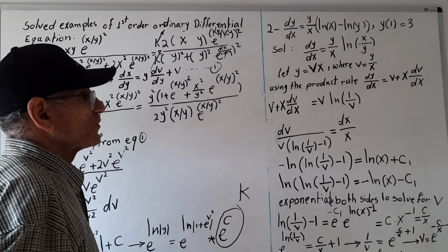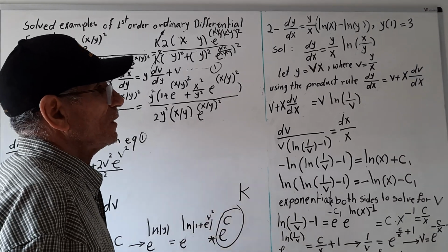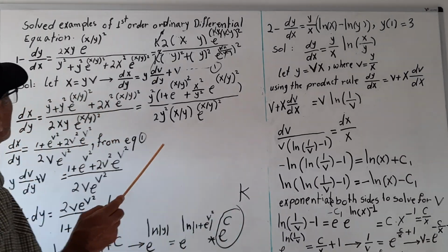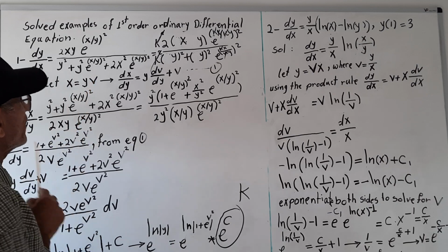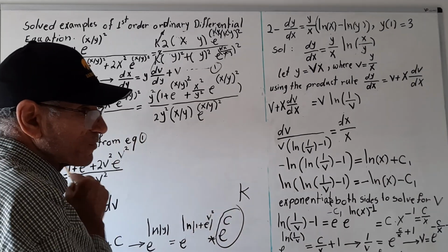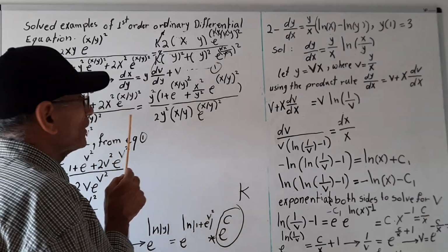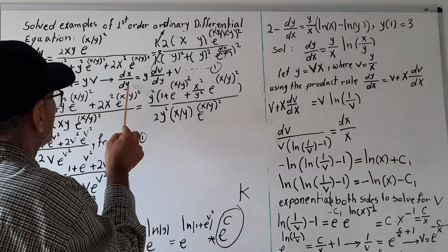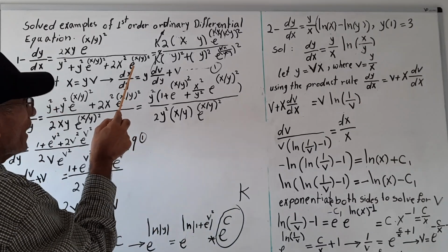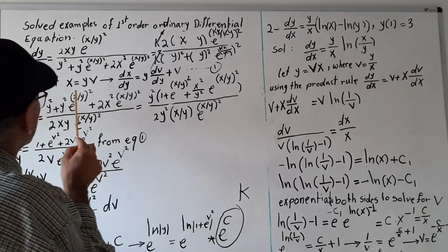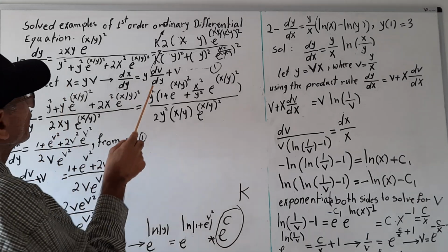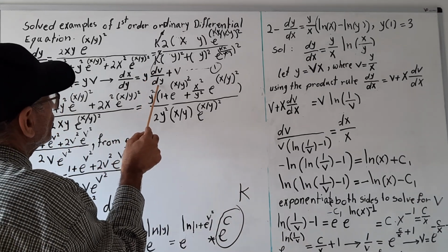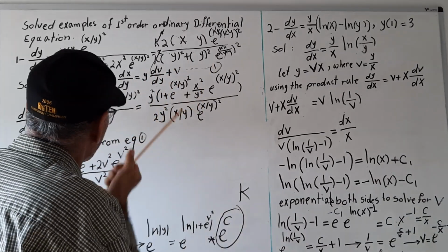As we said in the last video, we solve it by using substitution. Let x equal yv. We differentiate both sides by using the product rule. We differentiate dx with respect to dy, because this is our assumption. y dv over dy plus v. This is equation 1.